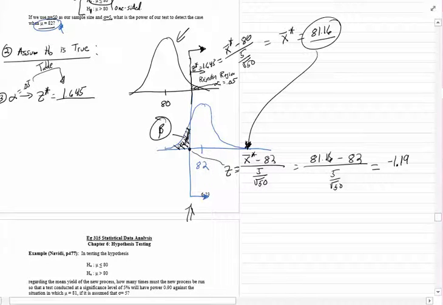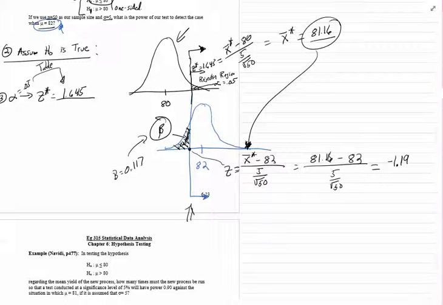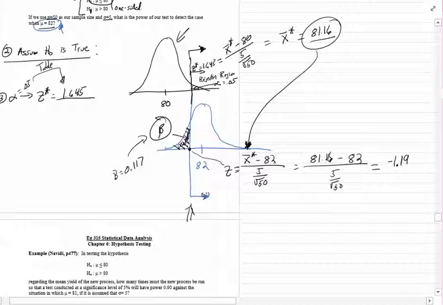Okay. So beta equals 0.117. 11.7% of the time, if we keep this procedure, we are going to commit a beta error. And 5% of the time, we are going to commit an alpha error. So power is just 0.883, just 1 minus beta.